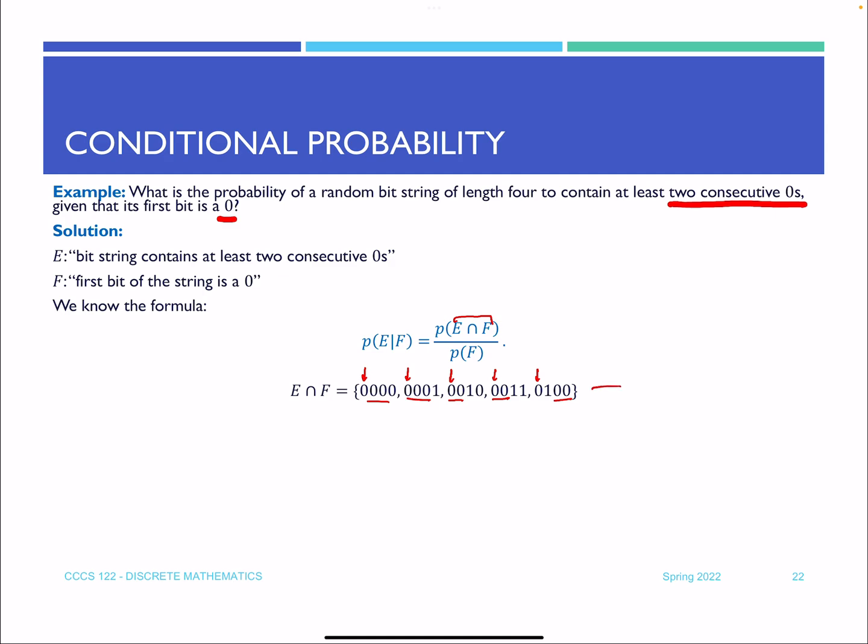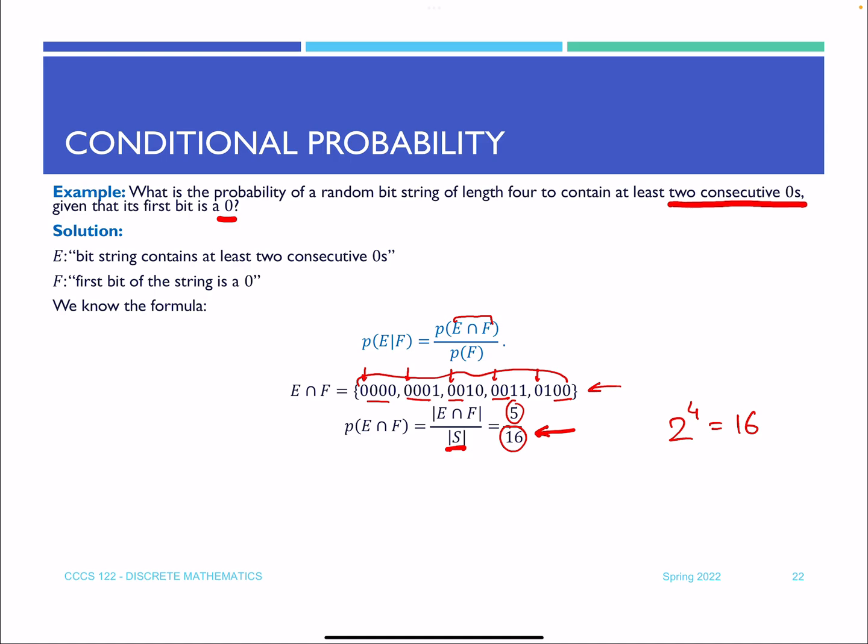So we have the intersection event. Let's find the probability of this event. E intersection F over the total sample space. We have 4 bits, which means we have 2 to the power 4, 16 possible outcomes in the complete sample space. We have 5 event outcomes over here, so 5 over 16.